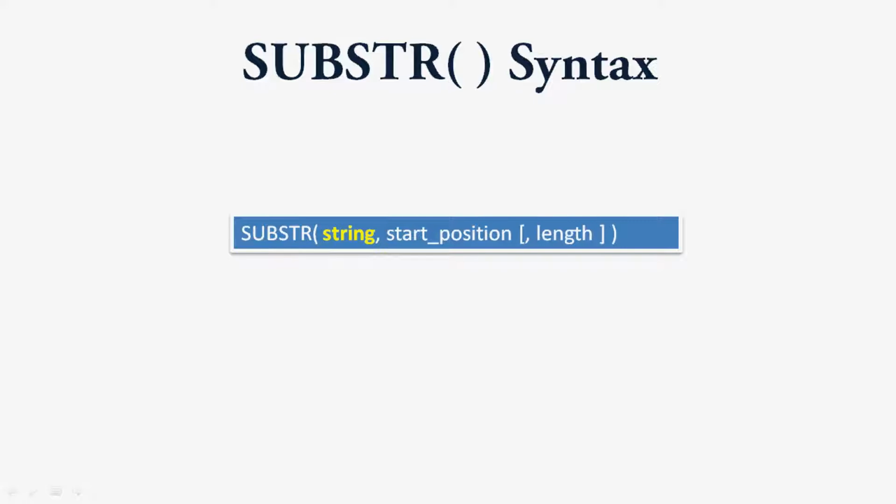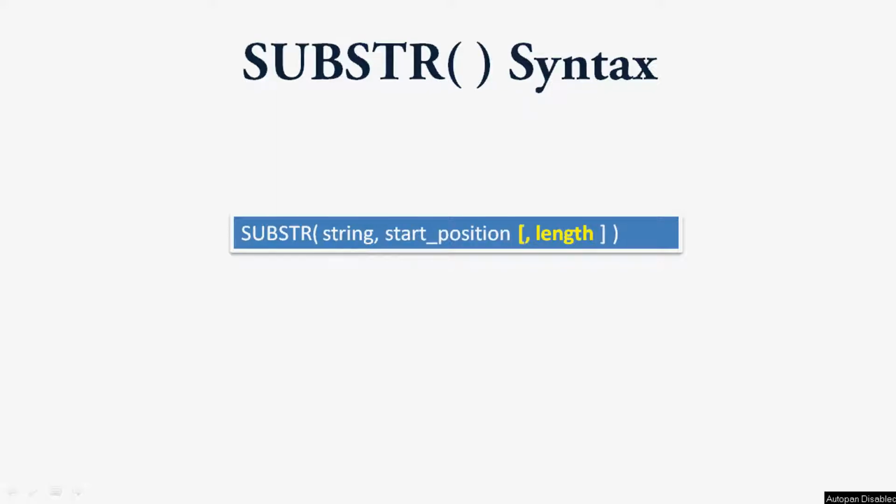First one is a string. Here we have to specify the source string to extract. Next parameter is a start position. In this start position we have to specify the starting position for extraction. Also, if start position is a negative number, then the substring function starts from the end of the string and counts backwards. Also, we have to keep in mind the first position in the string is always 1.